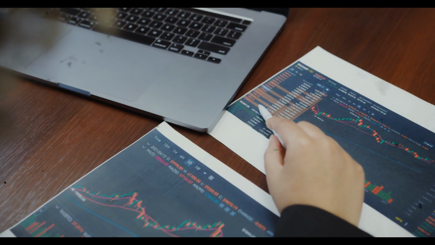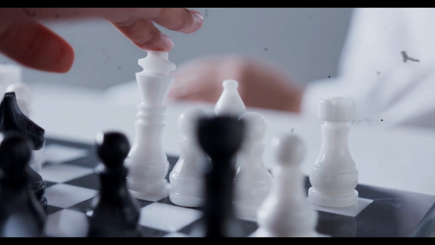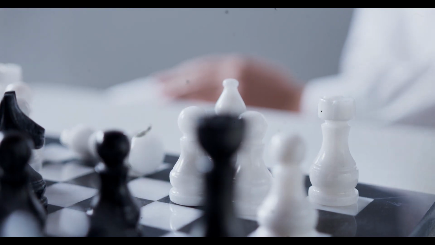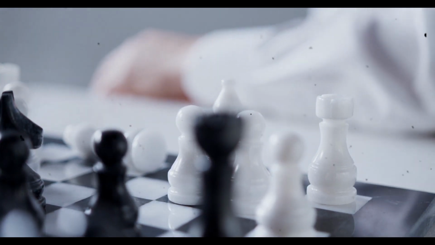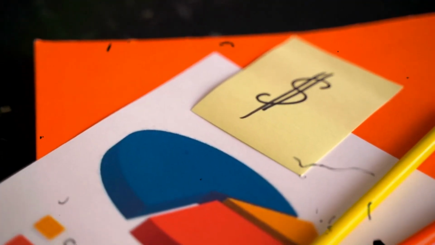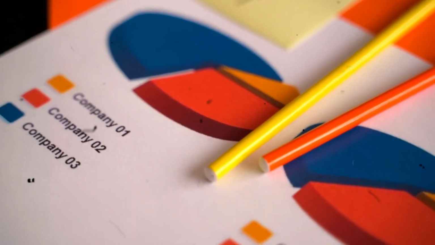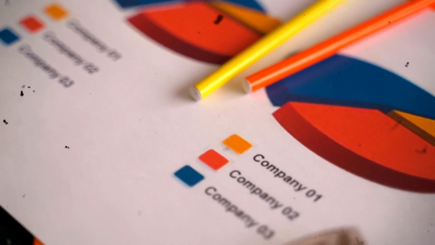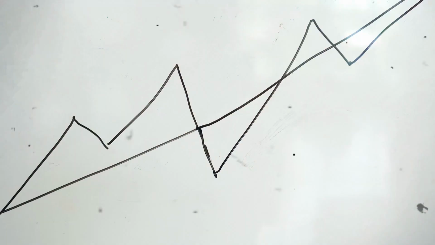Now, let's go one level deeper. Why do people choose what they choose? Why does someone pick the $6 coffee instead of the $2 one? Because humans don't just make decisions based on logic. They make them based on something called utility. In simple terms, utility means how much satisfaction or happiness you get from something.